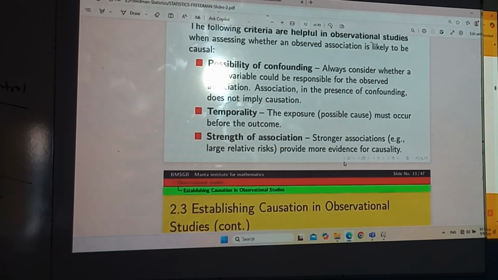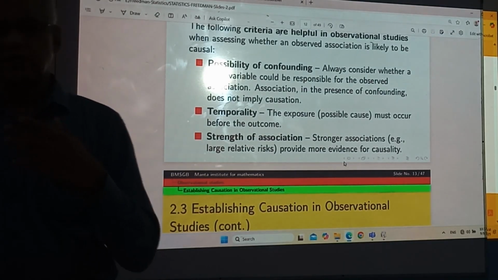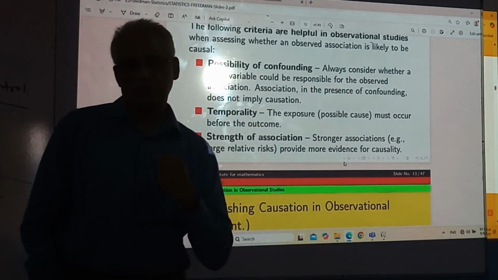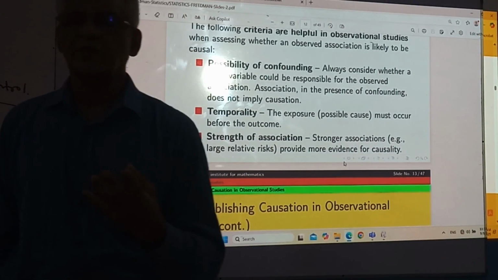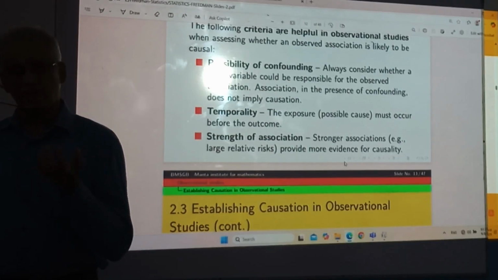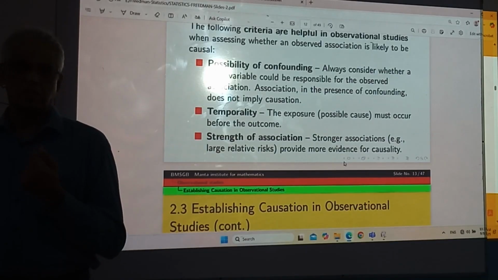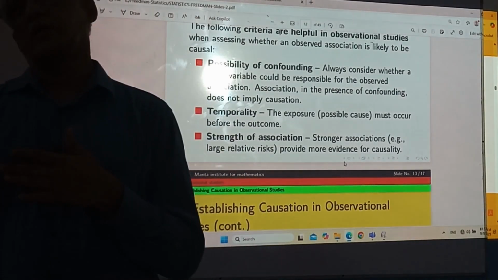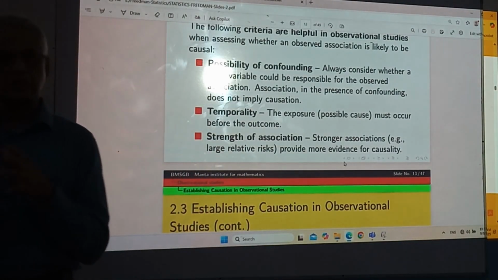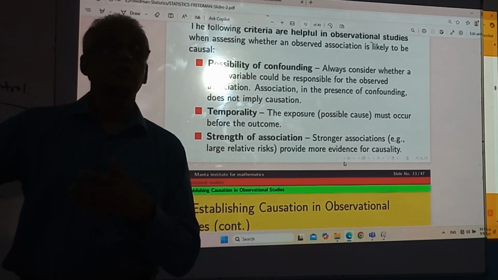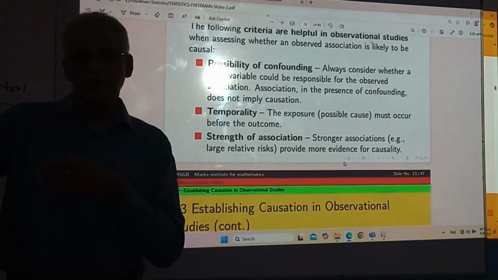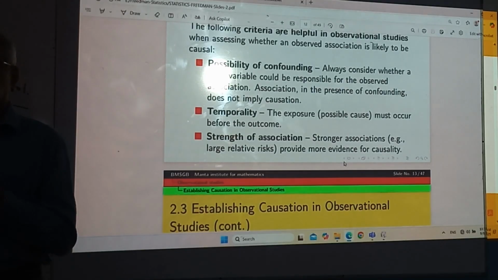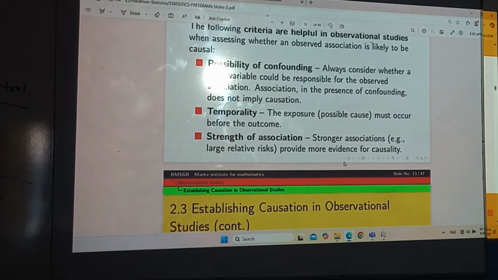And then strength of association. Usually there are methods to numerically measure the strength of the association. We can talk about, for example, weak association, moderate association, strong association, and so on, based on some numerical measure. So if the association is a causation, usually it's a strong association. If it's a real causation, the association cannot be weak. So that is another criterion that we can look at: whether the association is a strong association.